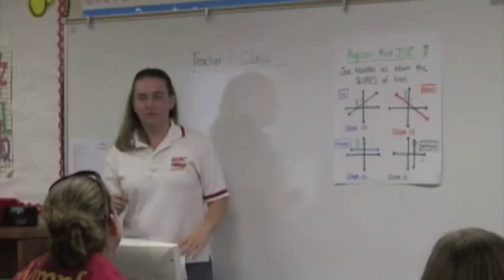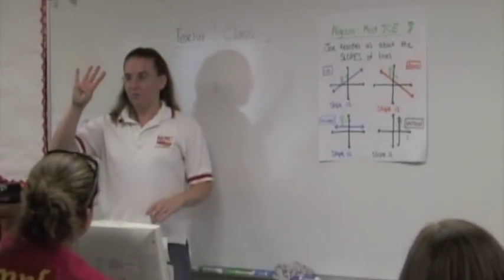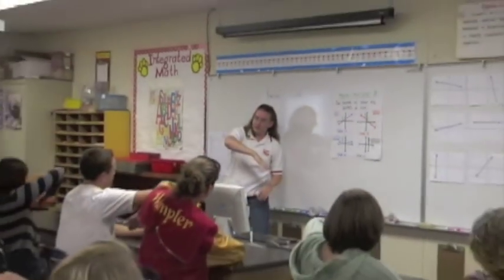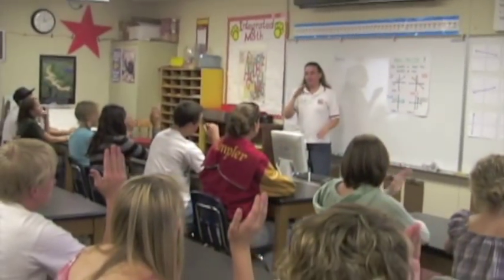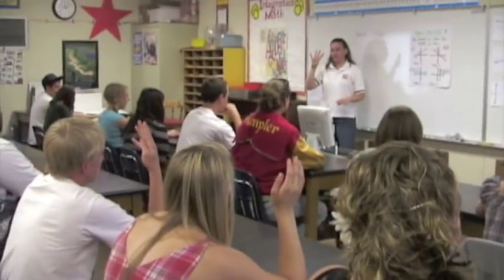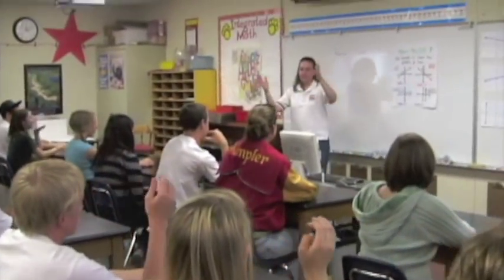Mirror me, please. So there's four types of lines. We have lines that go up, lines that go down, horizontal lines, and vertical lines. North, I'd like you to tell the south about the four types of lines we have. Teach.